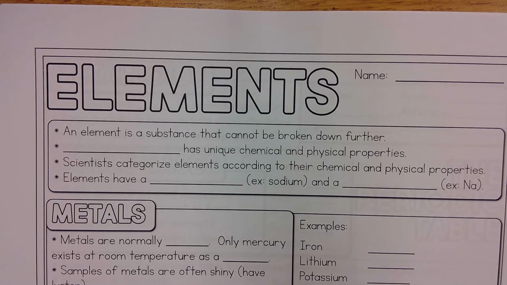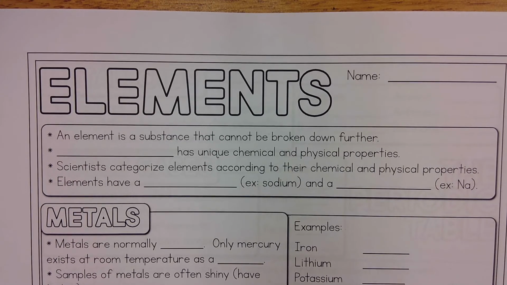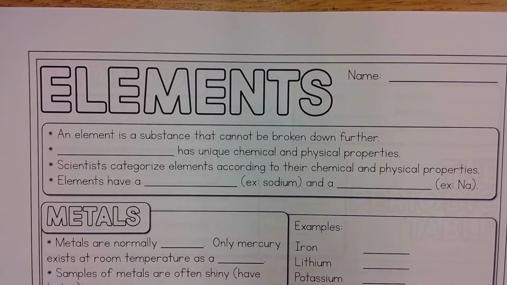This first lesson is all about the different areas of the periodic table and a little bit about how the elements are arranged. But let's define an element first.